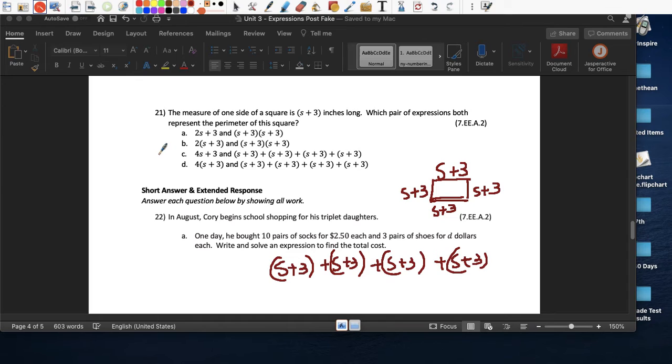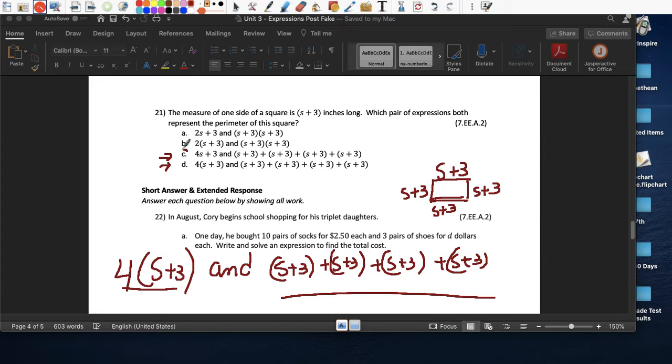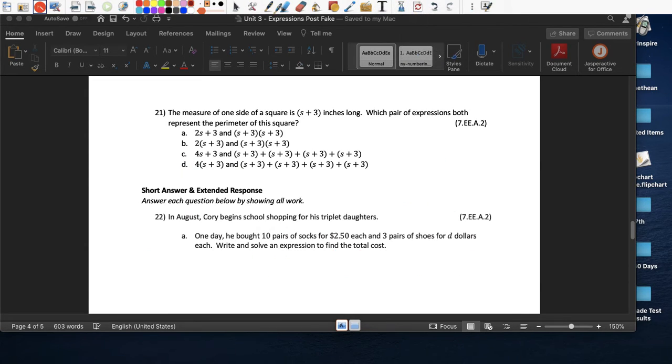It looks like it's either going to be C or D, right? And then what else can we do? So if we don't want to add that and we want to be a little bit lazy, we can do 4 times s plus 3. So is there any answer that has these two values? There is. Oops, not letter C, letter D. Let me continue.